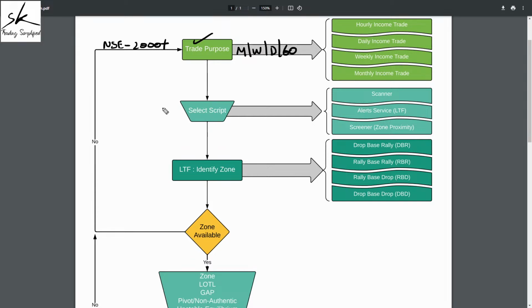So what I need to do now is I need to have a process in place for selecting few symbols or few scripts, because if I have a smaller list, I can do my analysis almost every other day, but going through 2000 symbols every day is not an easy task. So how do I get that smaller list?